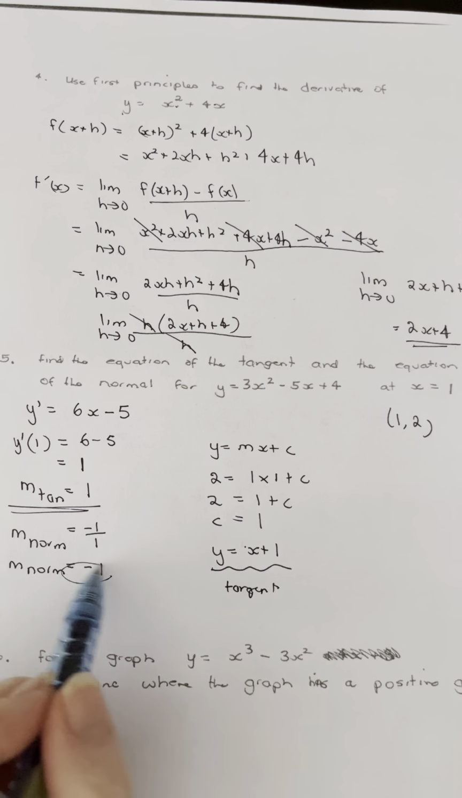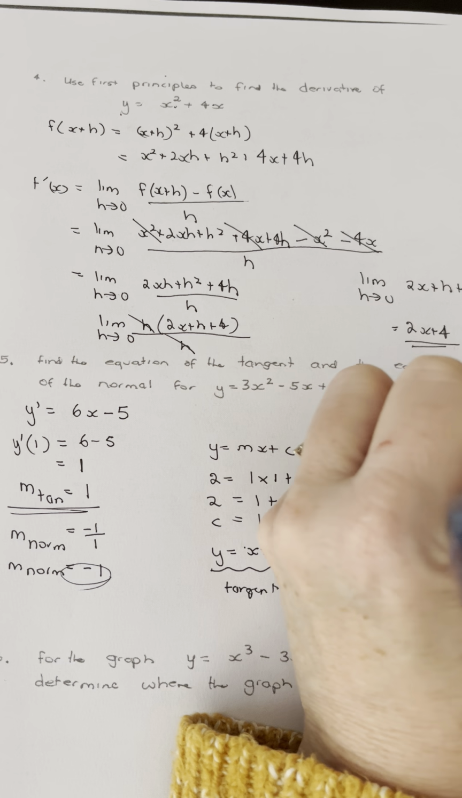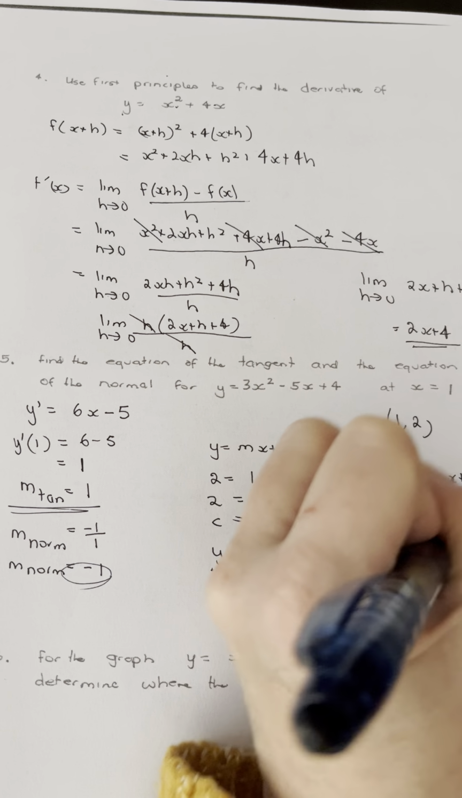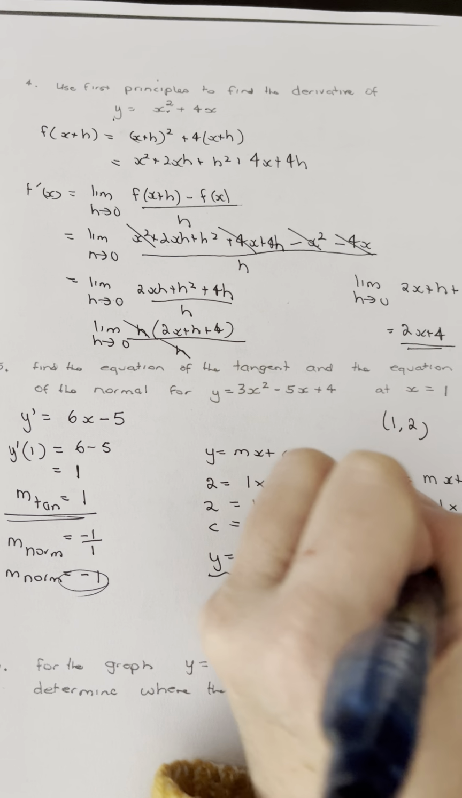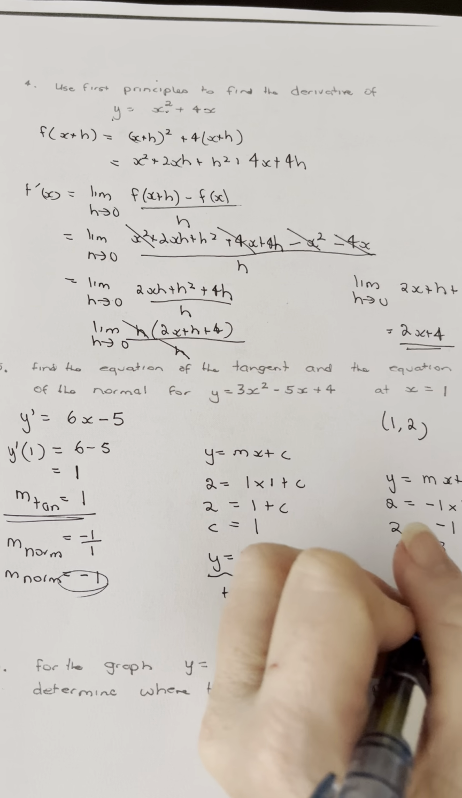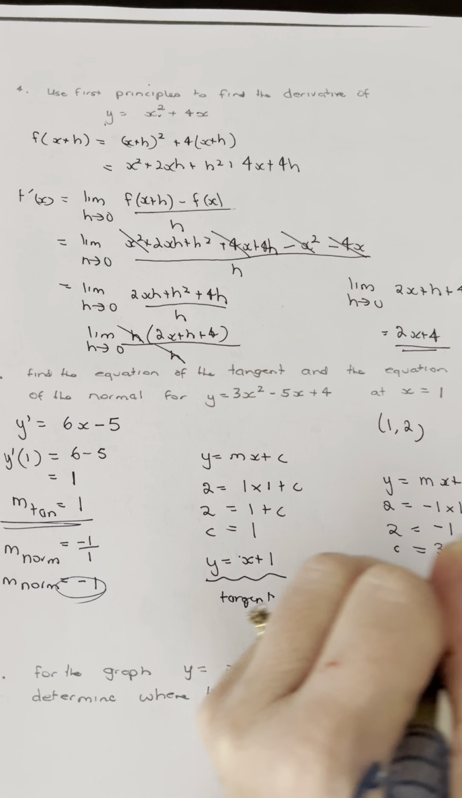Then for my normal, I've got that minus 1. So I've got y equals mx plus c. So I've got 2 is equal to negative 1 times 1 plus c. Negative 1 times 1 is negative 1, plus c is 2. So that means my c must be equal to 3. So then my equation of my normal would be y equals negative x plus 3.